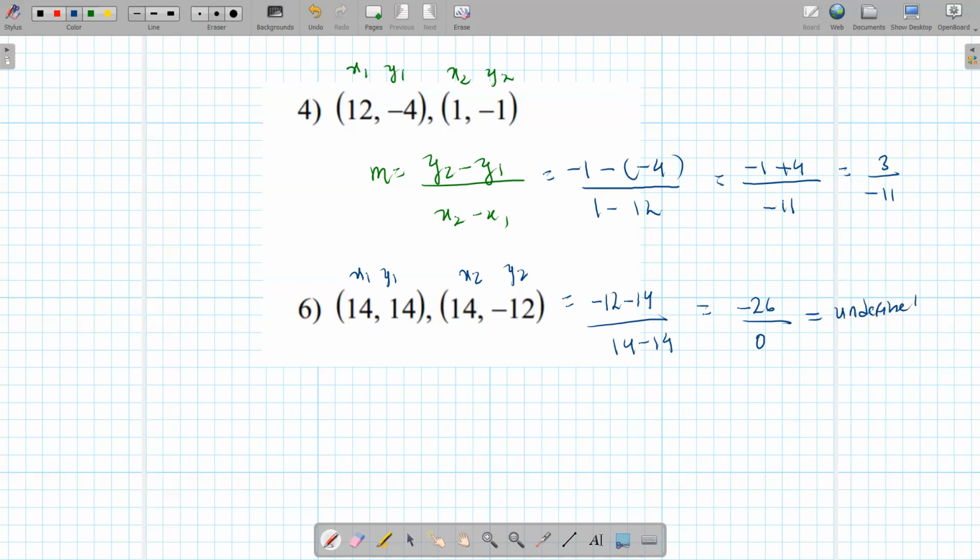Now, if I were to ask you, what is an equation of a line that's represented by these points? It does exist, a line, the equation exists, even though the slope does not. You can just kind of graph it. Let's say this is 14 on the x, this is 14 on the y. So this is our first point. Our second point is somewhere down there, 14 comma -12.